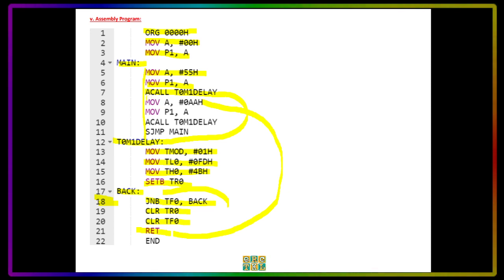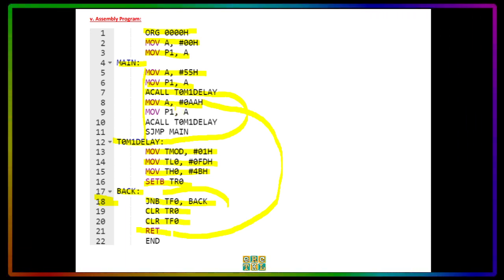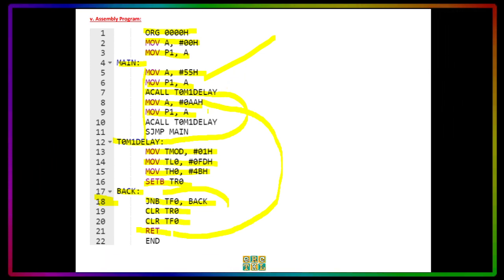So we called it from line 7. So we go to line number 8 now, which is to put AA hexa to A. You will notice again it starts with A, so we put 0, and then we put A to P1. So in other words, P1 will be 55, and then P1 will be AA.